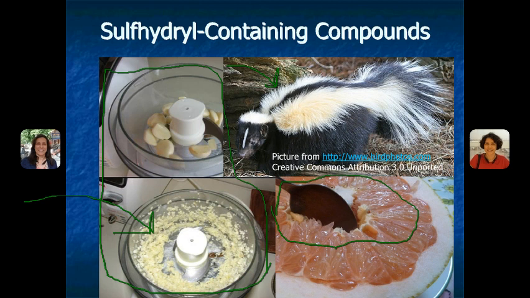In the case of the grapefruit, it is also that the concentration is much lower than in, say, garlic or in skunk spray. If you concentrate that grapefruit containing sulfhydryl compound, it is also quite strong.